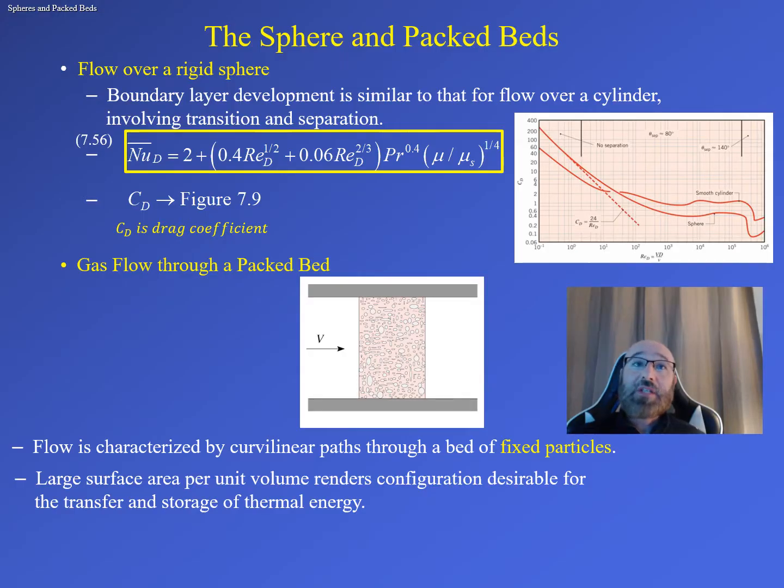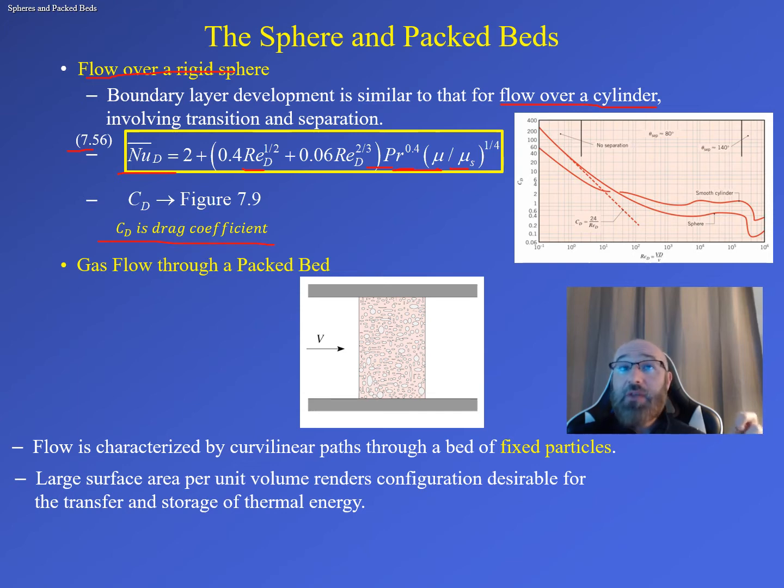So now I want to take a look at the topic of the sphere and packed beds. Now if we're talking about the sphere, let's discuss the flow over a rigid sphere. So our boundary layer development for this is going to be very similar to that we've seen before in the flow over a cylinder. And it's going to be involving our transition and separation. Now we have our governing equation for our average Nusselt number shown here by equation 7.56 in our textbook. This is going to involve our Reynolds number and our Prandtl number, as well as our mu and our mu sub s.